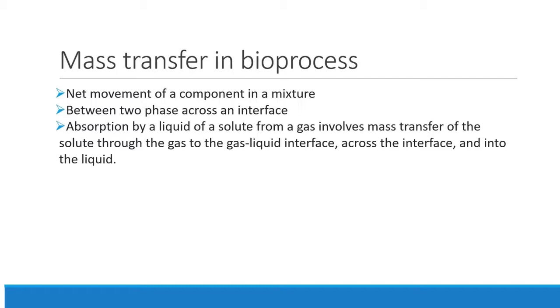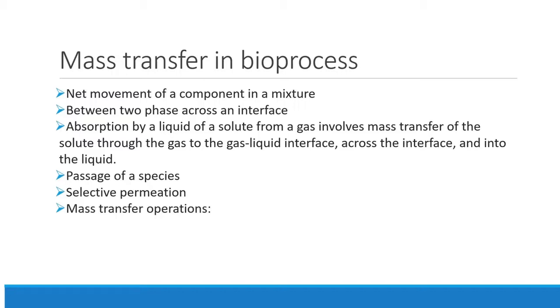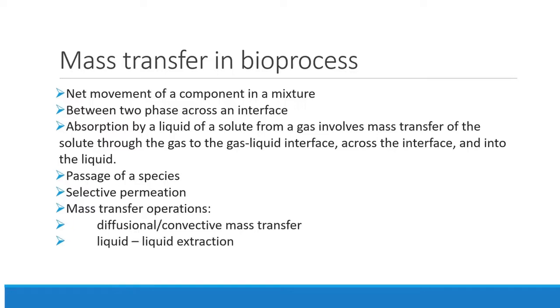Mass transfer models are used to describe processes such as the passage of a species through a gas to the outer surface of porous adsorbent particles and into the pore of the adsorbent, where the species is adsorbed on the porous surface. Mass transfer is also the selective permeation through a non-porous polymeric material of a component of a mixture. Mass transfer operations in bioprocessing may be studied under the following main categories: diffusional or convective mass transfer, liquid-liquid extraction, and mass transfer with phase change.